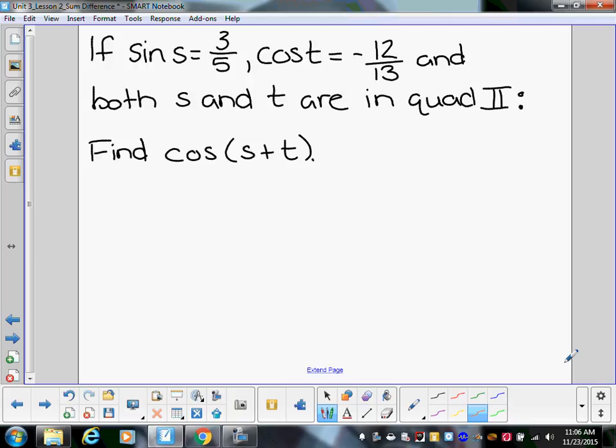So I'm going to find the cosine of S plus T. So I'm going to use the cosine sum identity. This is kind of nice because I see a cosine, I see a sum. That is going to send me to take the cosine sum identity off my identities.